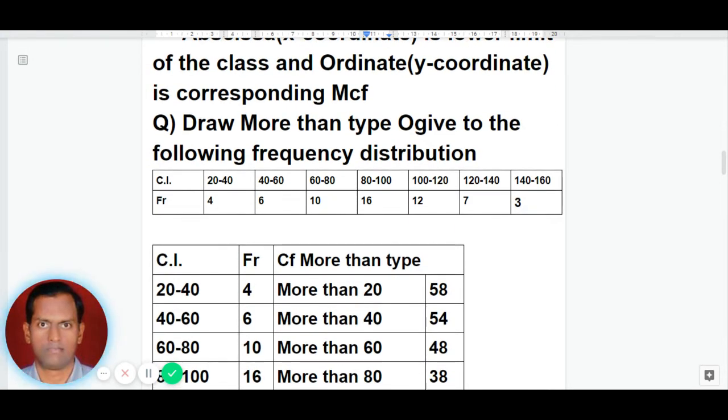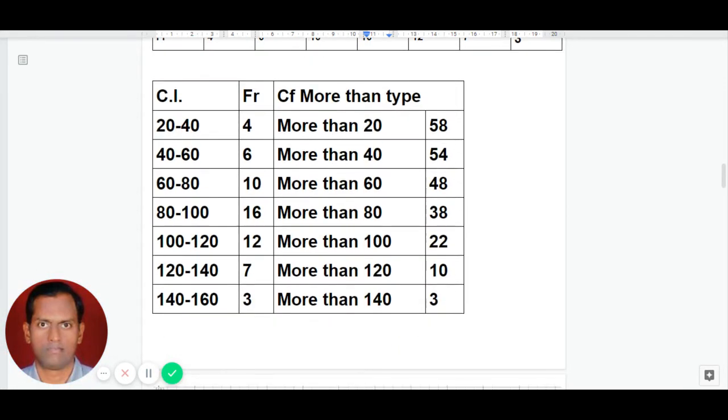Draw more than type Ogive to the following frequency distribution. This is class interval and this is frequency. More than type cumulative frequency we are writing. More than means more than 20. Next, more than 40, more than 60, more than 80, and so on, more than 140. Here we took lower limits of the class intervals.